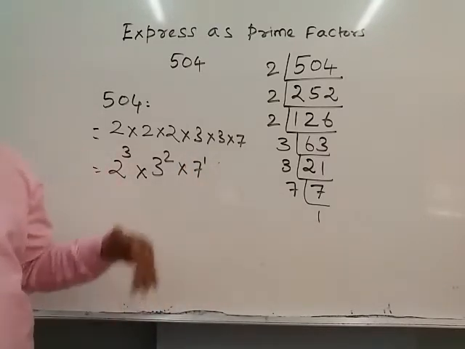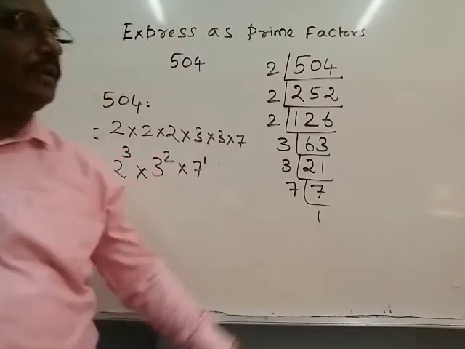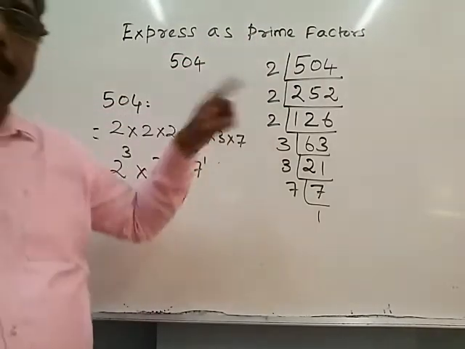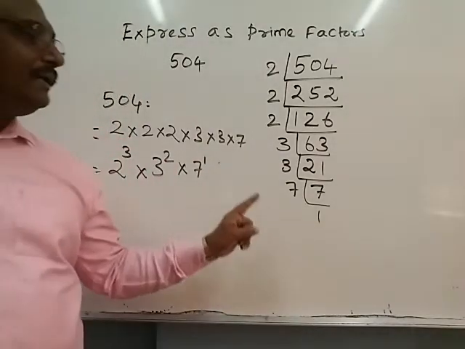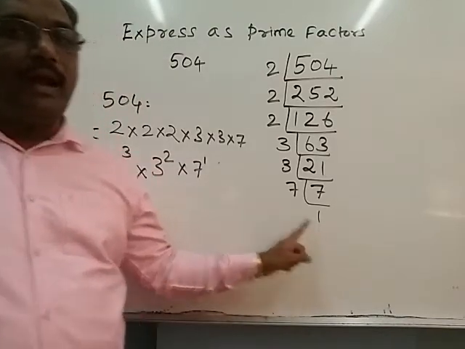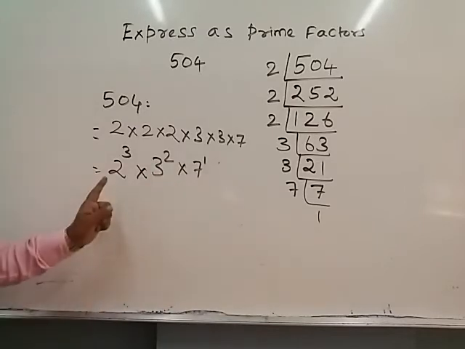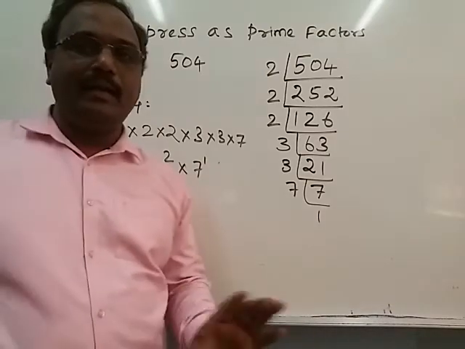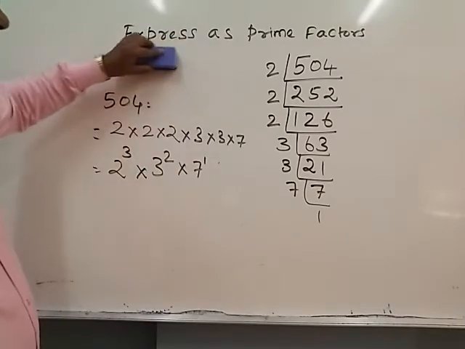So the basic idea of prime factorization: we are going to take the number and keep dividing it by prime numbers until we get the last number as 1. And then we are going to represent the number in powers of prime numbers. Understand the idea now? Let me discuss one more problem so that it may be easy for you.